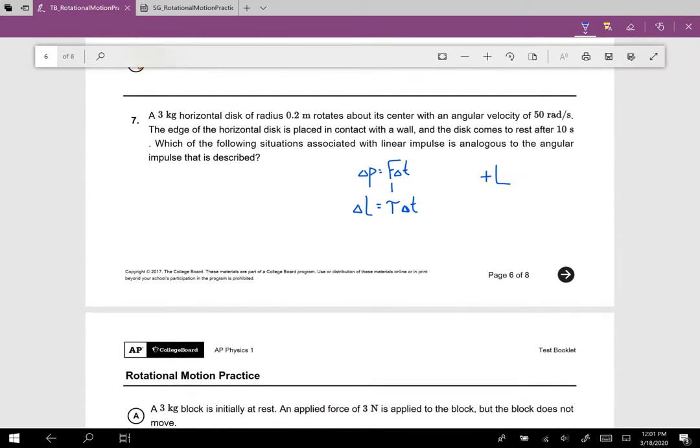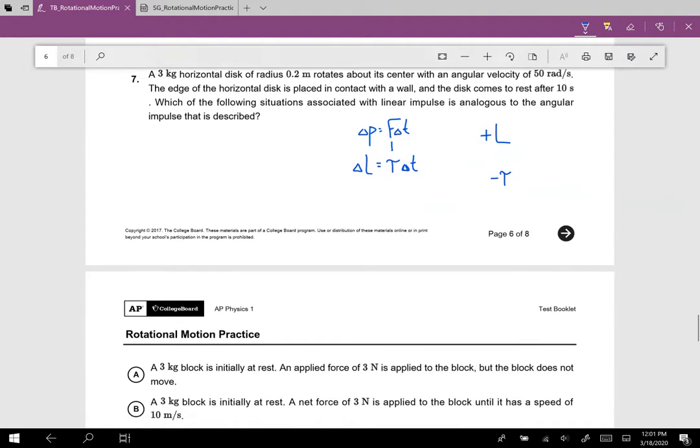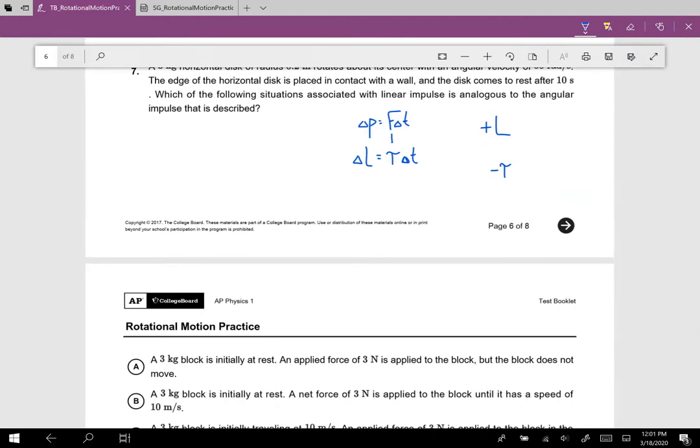So we start off with a positive angular momentum, and then we are decreasing it. We are having a negative torque over some amount of time until our object comes to rest. So we're just seeing which one of these is the most similar.